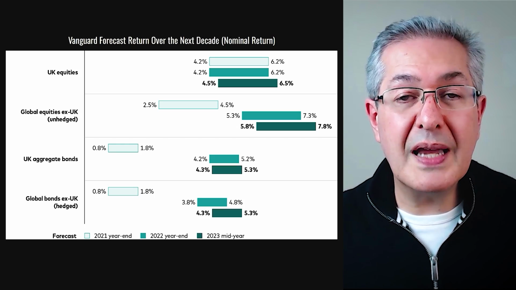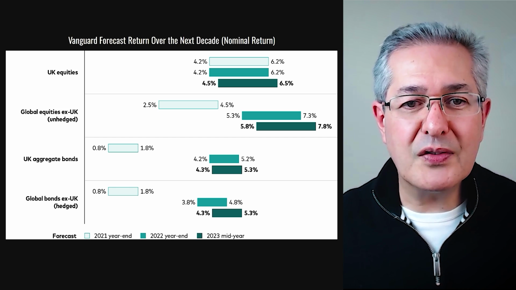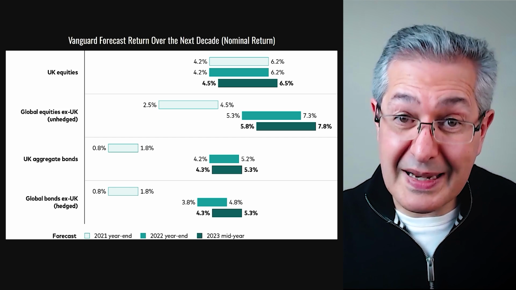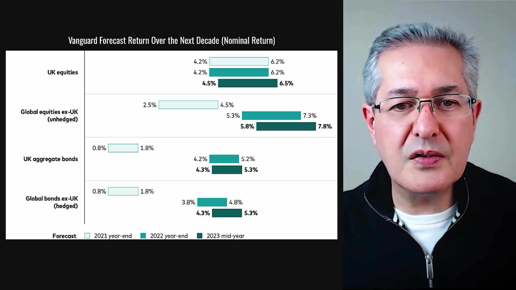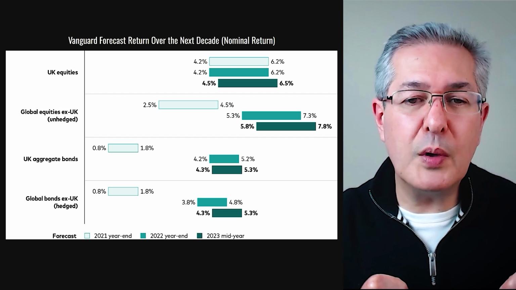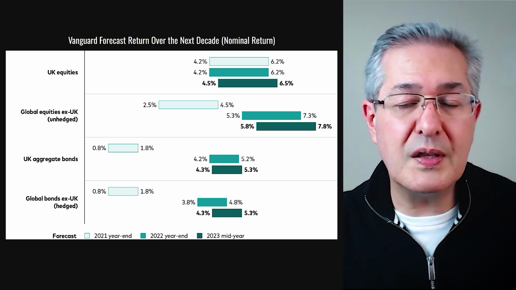And these forecasts look out over a decade. So starting out with Vanguard UK's forecast, I think what's interesting here is that UK stocks aren't expected to perform particularly well. The 2023 mid-year forecast has uprated UK stocks slightly, so somewhere between 4.5% and 6.5% per year. That's the forecast return over the next decade.